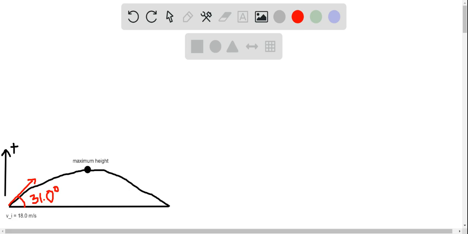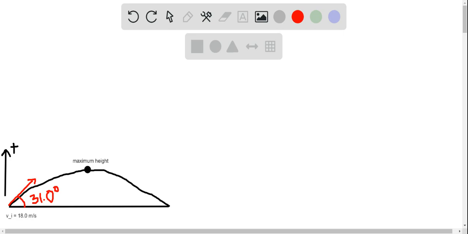So first, I drew a simple diagram depicting the scenario of the problem. So we have an initial velocity vi equal to 18.0 meters per second, and the football is kicked at an angle of 31.0 degrees. There's a dot that shows the maximum height. This will be important as you'll see as I solve the problem, right? And I've assumed that the upward direction is positive and the downward direction is negative, right?